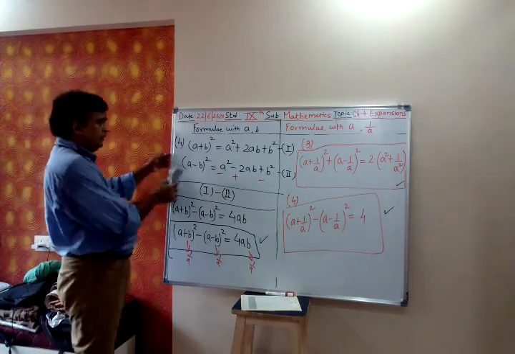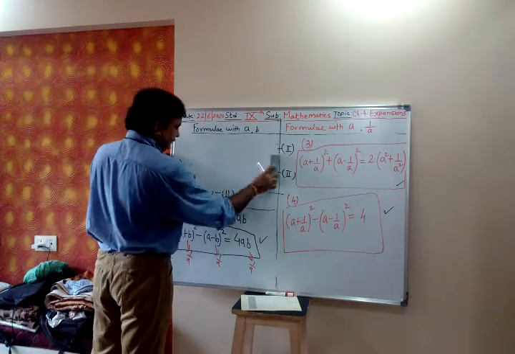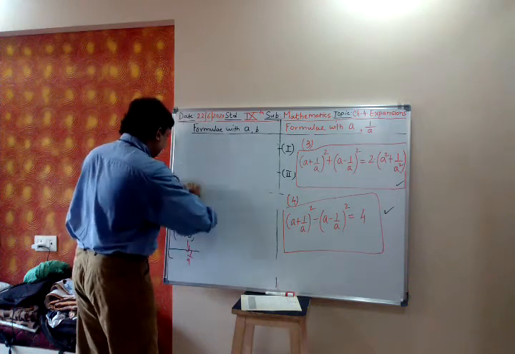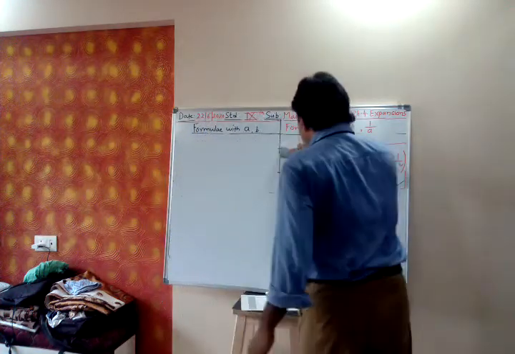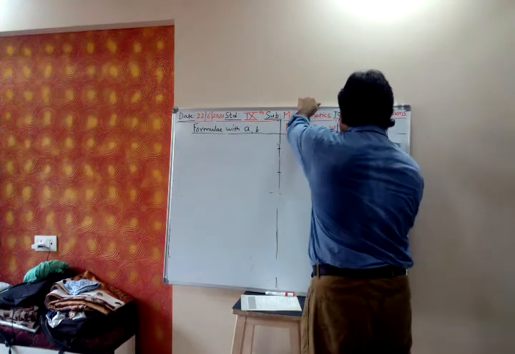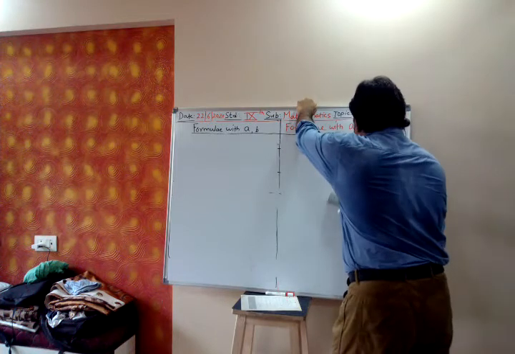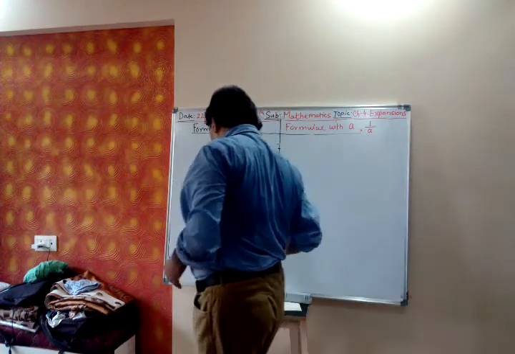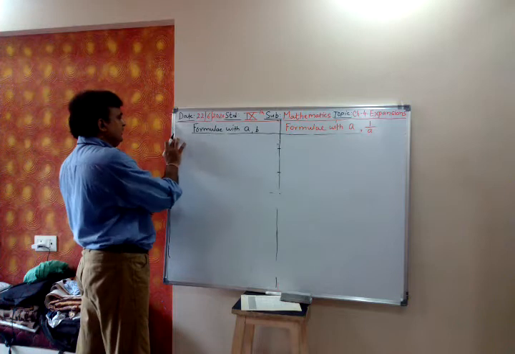Okay. So let us start. Fifth formula. We know the formula for a square minus b square. That formula I will simplify. The formula for a square minus b square. No, a square minus b square I am asking. I am not asking a minus b whole square.